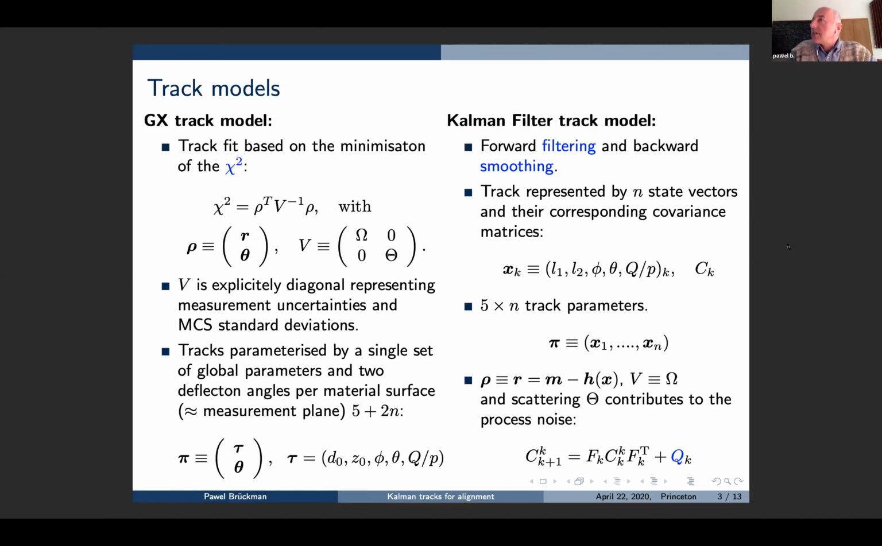Now on the Kalman filter side, the fit is done completely differently. It's based on forward filtering and backward smoothing. The track is represented by n state vectors and their corresponding covariance matrices, each one corresponding typically to a measurement plane. So we have 5 times n track parameters. We have residuals, defined in a similar way, while the scattering contributes just to the process noise.